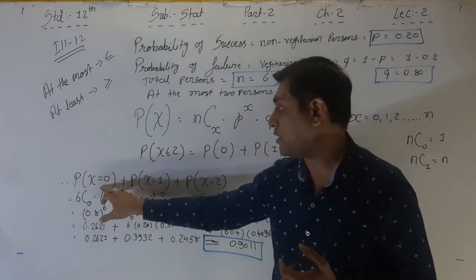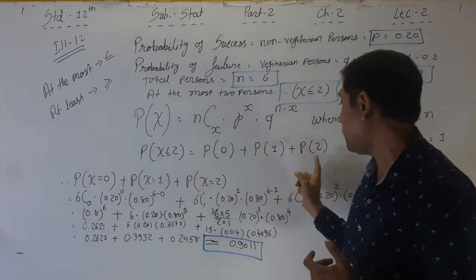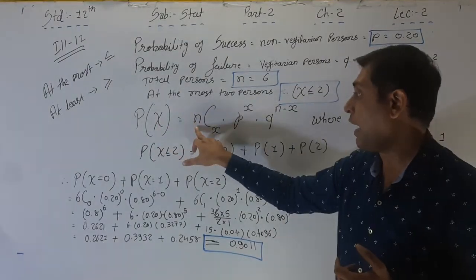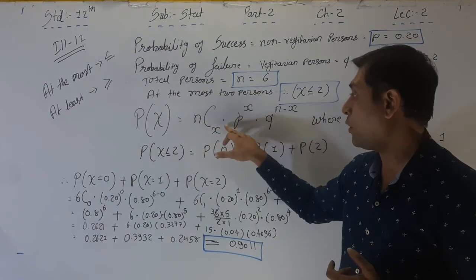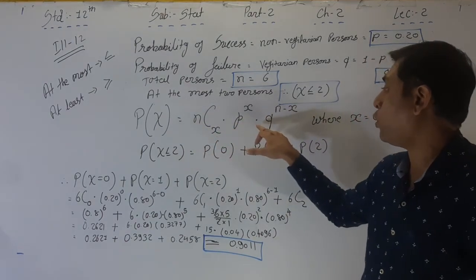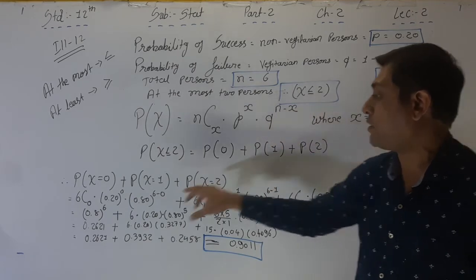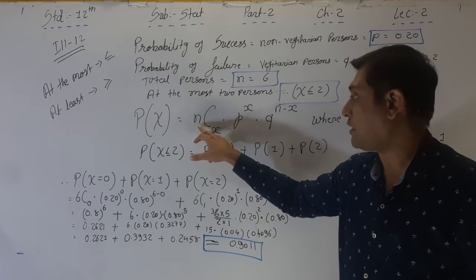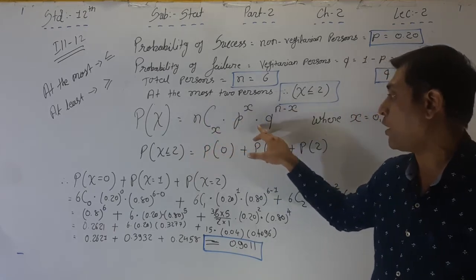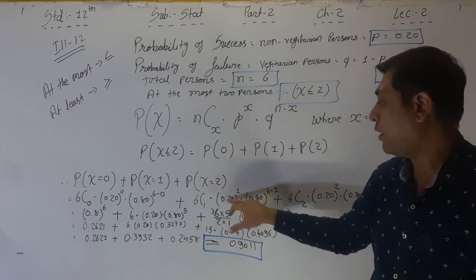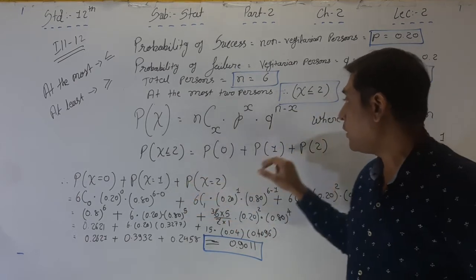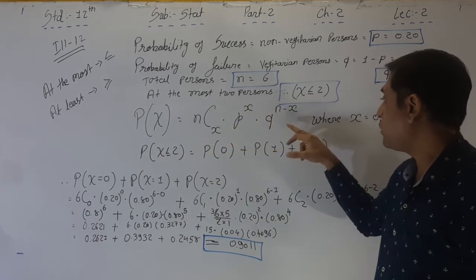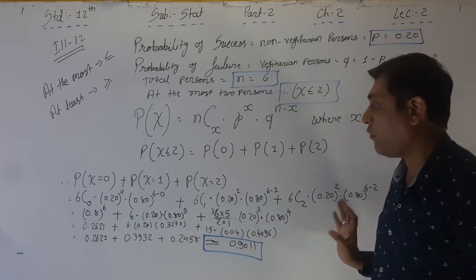Now put the value of x equal to 0, x equal to 1 and x equal to 2 into this formula. In this formula, x is equal to 0: 6C0 into 0.20 raised to 0 into 0.80 raised to 6 minus 0. This is the first. NC1, that is 6C1 into 0.20 raised to 1 into 0.80 raised to 6 minus 1. That is the second part, and plus 6C2 into 0.20 raised to 2 into 0.80 raised to 6 minus 2. That is the final part.